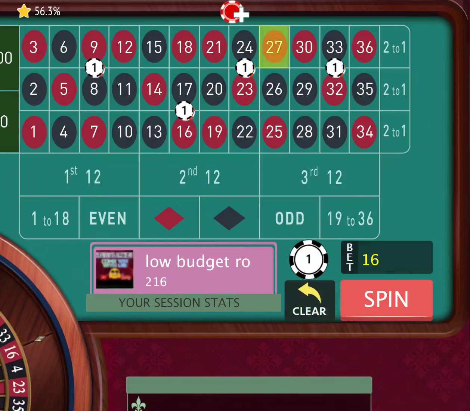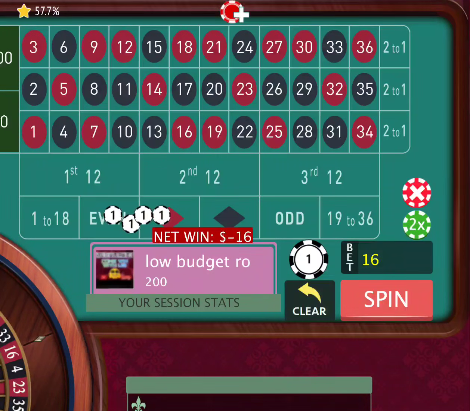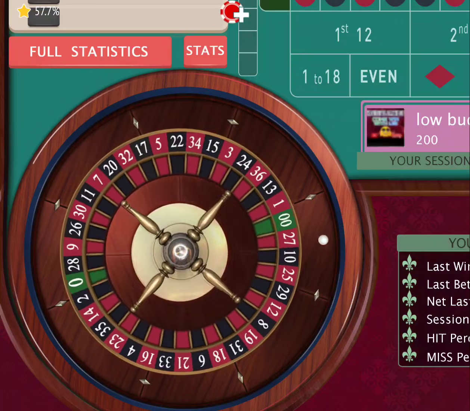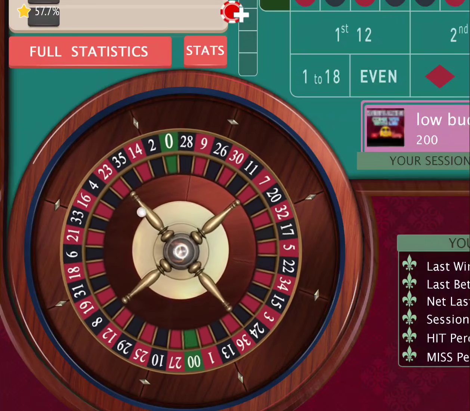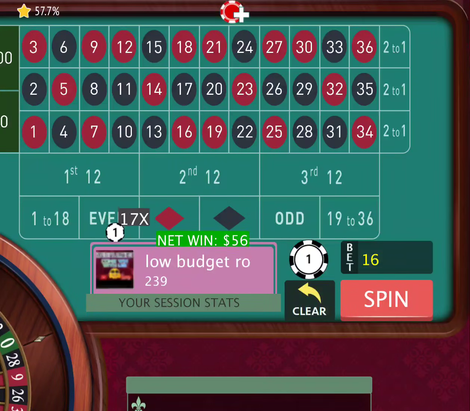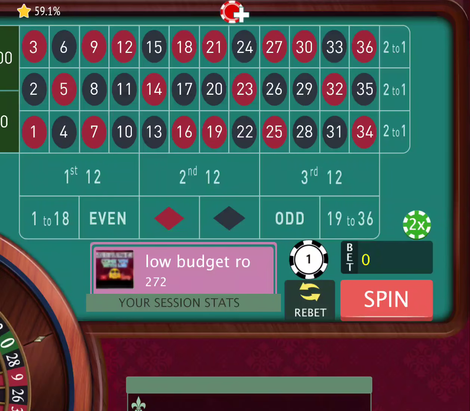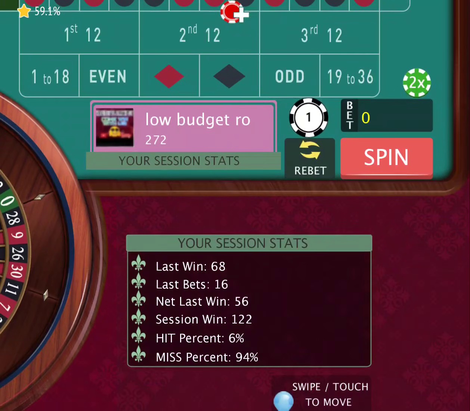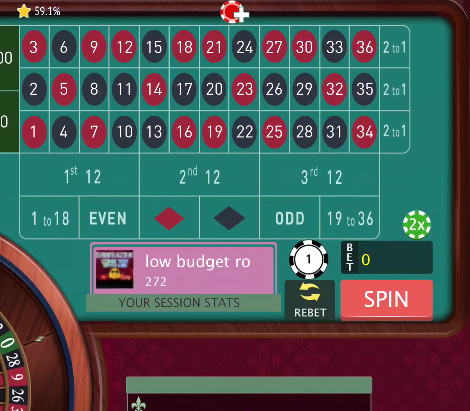27 comes out. First miss. Let's spin again. 9 comes out, and that is a $56 return. Look at that. So in 13 minutes, folks, we turned 150 into $272. Okay? That is a $122 session win playing this the low budget way.